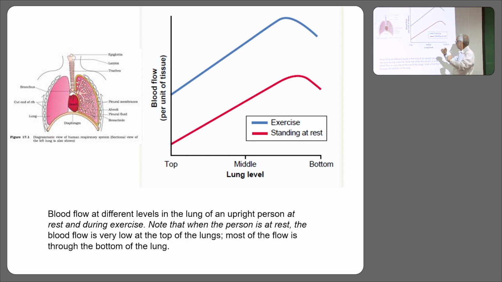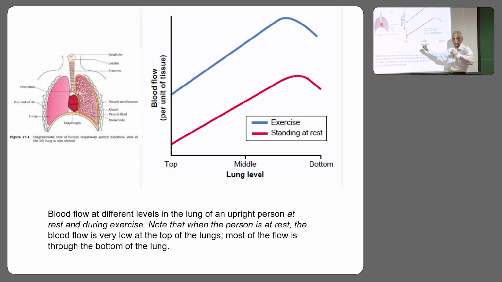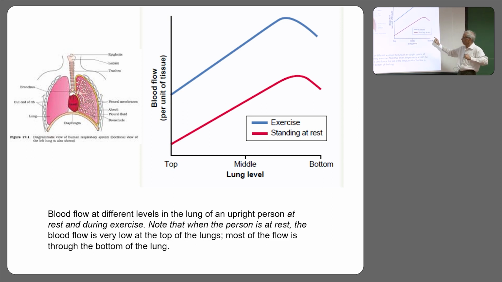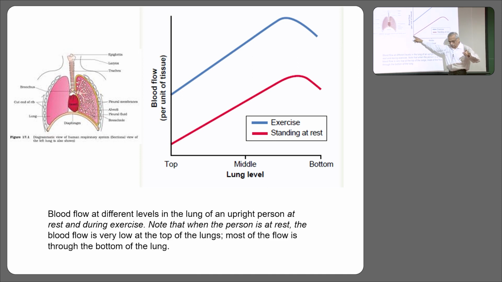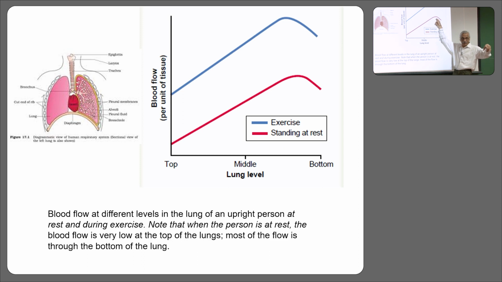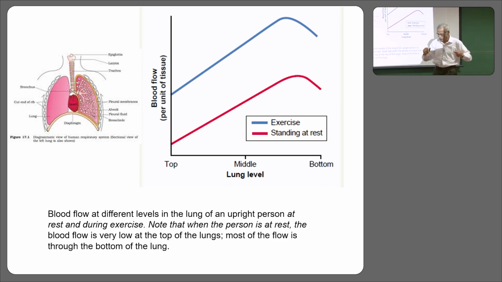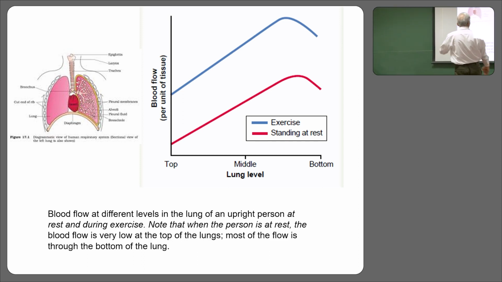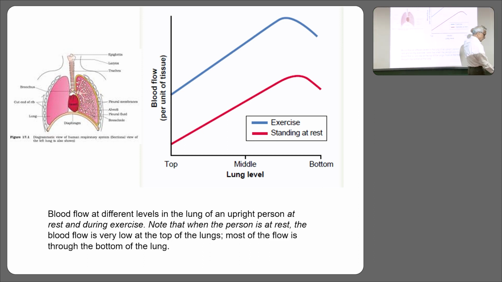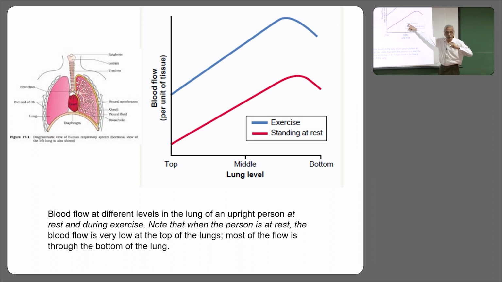What am I doing? I am going to divide the lung into three parts. What part is this? And what part is this? And what part is this? And then, just standing at rest, how much is the blood supply at the top with reference to the lowermost part? This is the scenario during what condition? At rest.